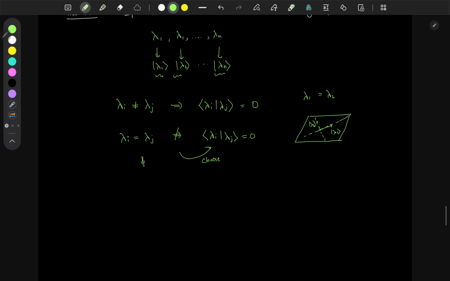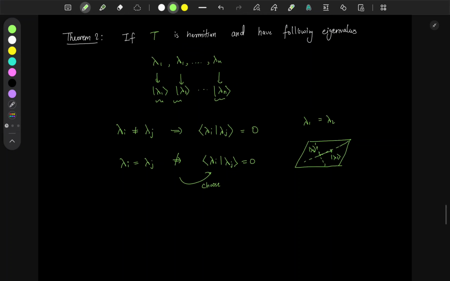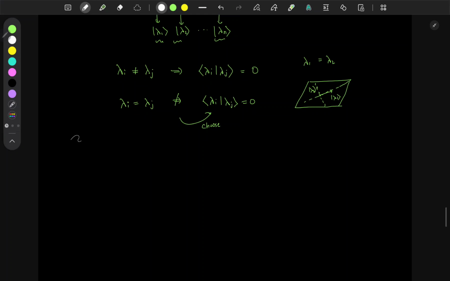So this is the thing: if two eigenvalues are different, their eigenvectors are definitely orthogonal. If two eigenvalues are the same, and it's not that you are counting the same eigenvalue twice, it's that there are two eigenvalues which are the same, then in that case you can choose two eigenvectors to be orthogonal to each other. Okay, and the last is the completeness theorem.